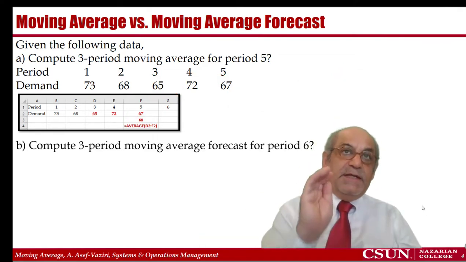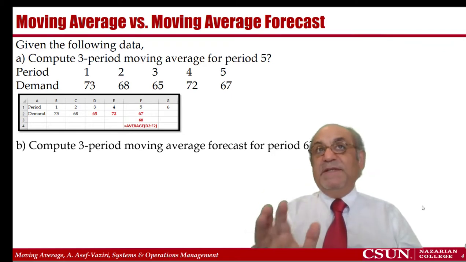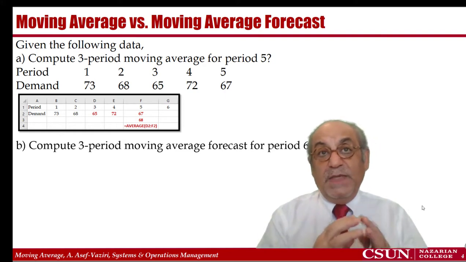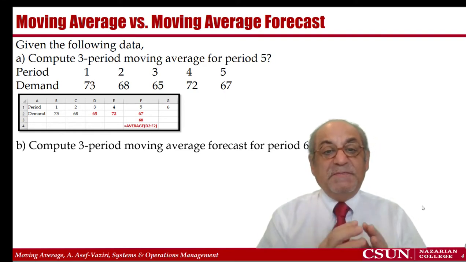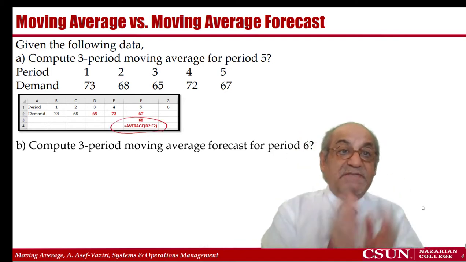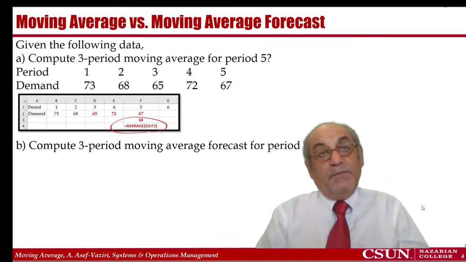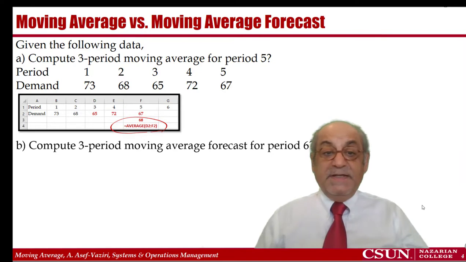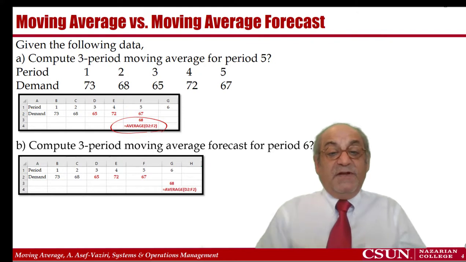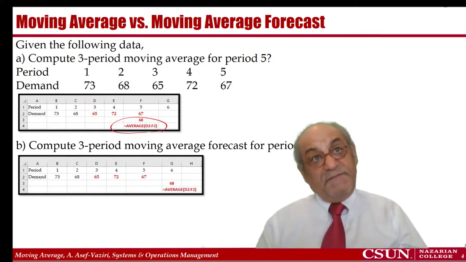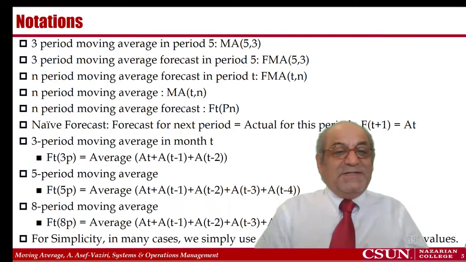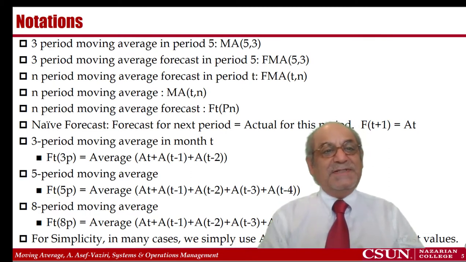Now compute 3 period moving average for period 6. That is a concept I need to clarify. We compute moving average for period 5. This is 3 period moving average in period 5, but we take it as our forecast for period 6. That is 3 period moving average in period 5, which is our forecast for period 6. If you look, these two formulas are exactly the same.